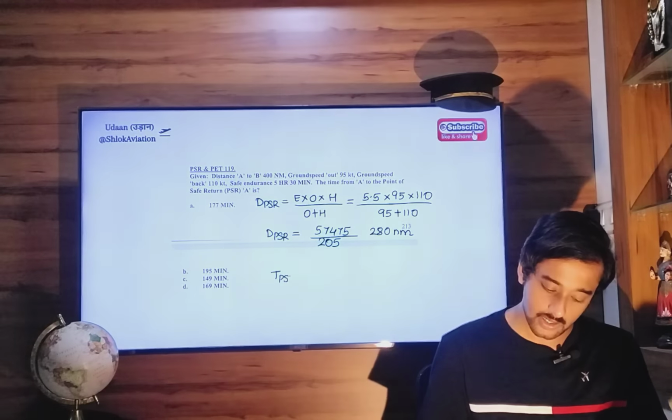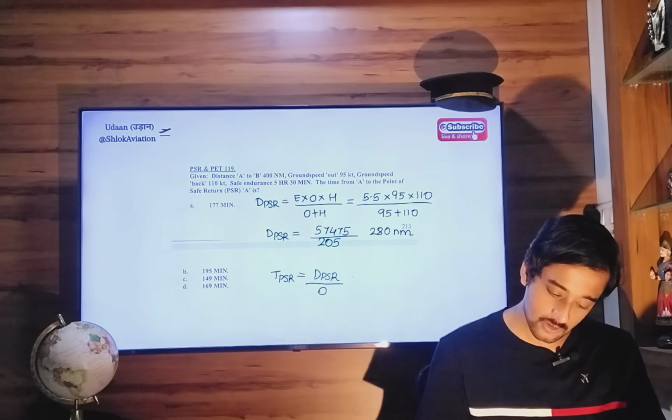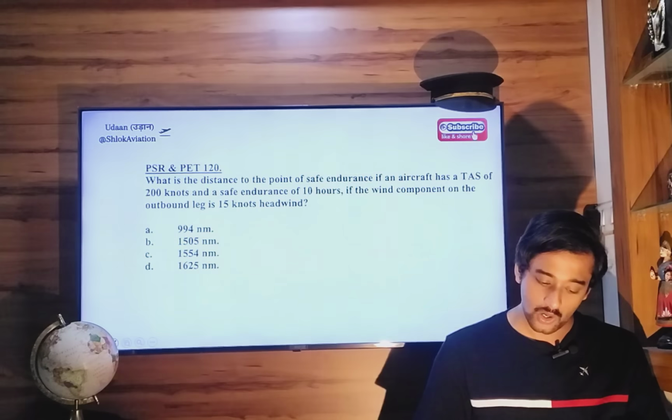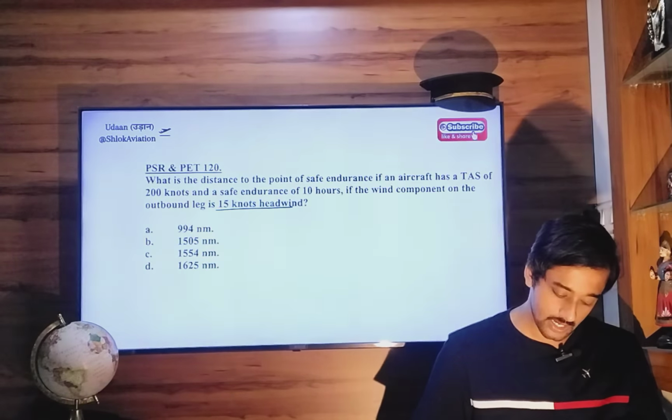Time to PSR is distance to PSR divided by outbound speed. So 280 divided by outbound speed of 95, that is 2 hours 57 minutes or 177 minutes. So option alpha. 120. TAS is 200. Endurance is 10 hours. Wind on the outbound leg is 15 knots headwind.